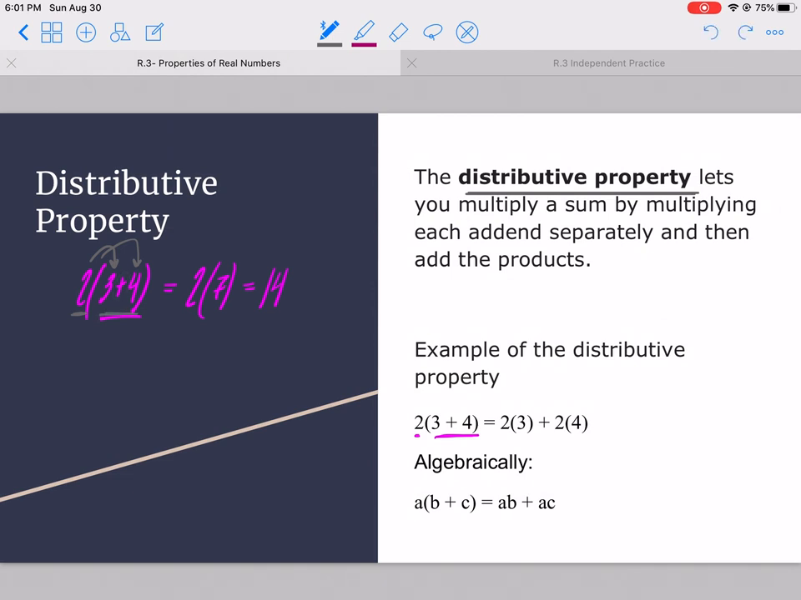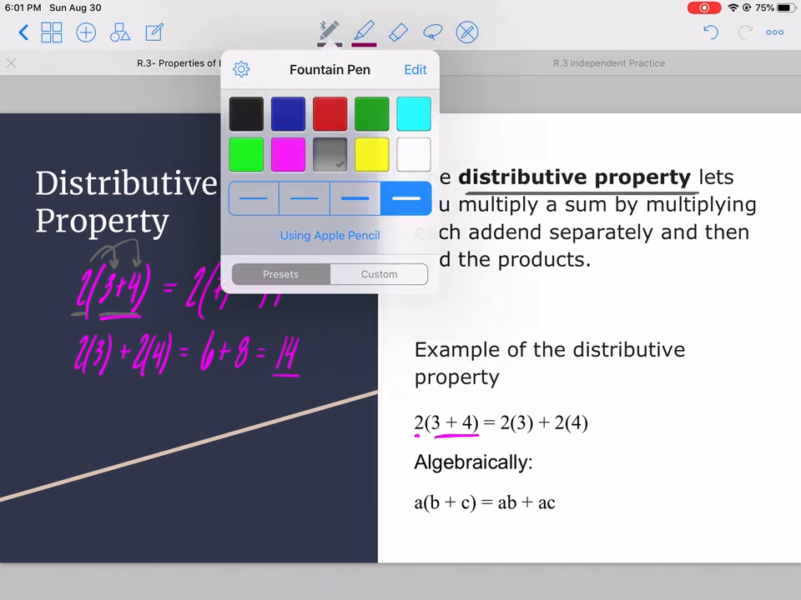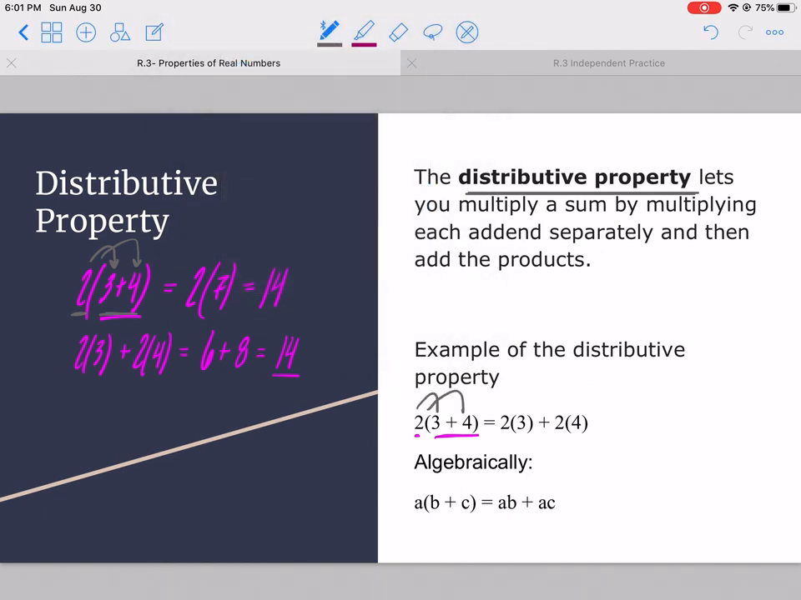And you can multiply each part separately. So you could do 2 times 3 plus 2 times 4. 2 times 3 is 6, 2 times 4 is 8, and 6 plus 8 is 14. Okay, so that gives you the exact same thing as if you did order of operations with the parentheses first.